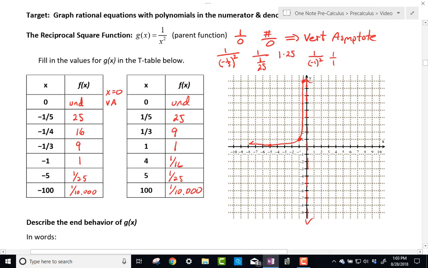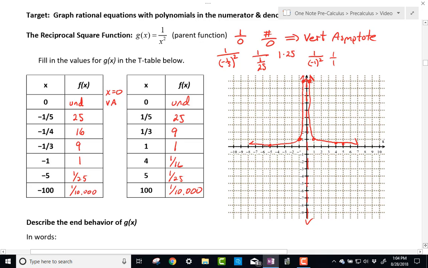All right, 1/3, positive 9 would end up somewhere about there. 1, 1, 4, 1/16, 5, 1/25. And you can see that this graph is literally imitating itself across the y-axis. It's just reflected from one side to the other. And again, the reason it's doing that is because of this squared down in the bottom.